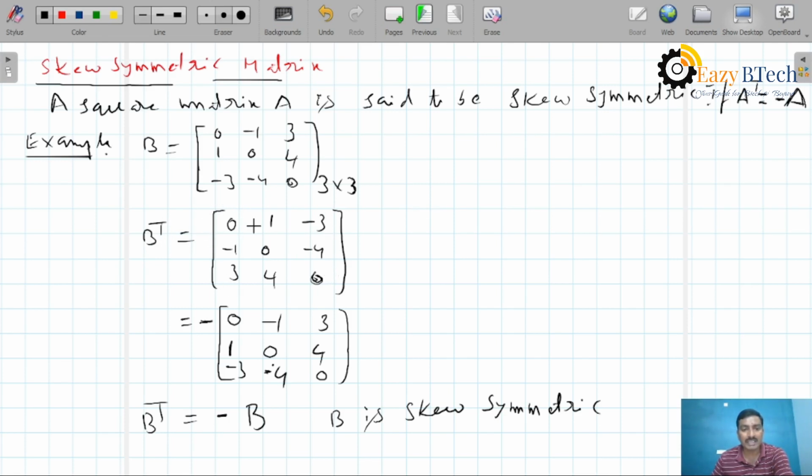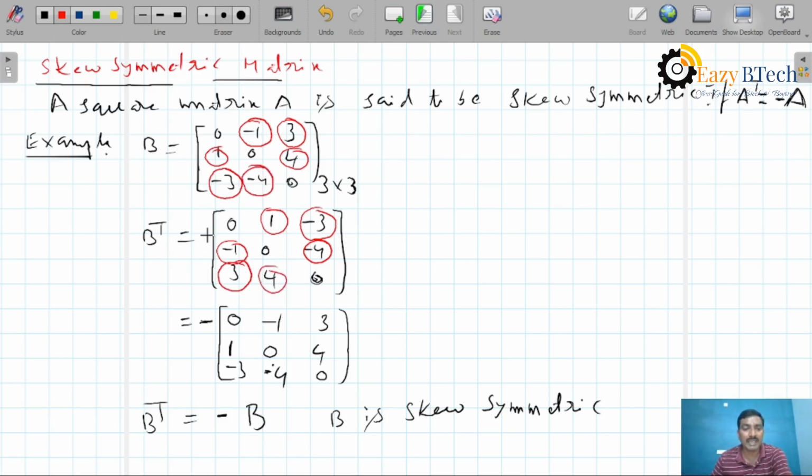If you observe each element in B and B transpose, each element contains opposite signs. Here you can see this is -1 but this is +1. Similarly this is +3, this is -3. So this is 1, this is -1. This is 0, 0. So this is 4, this is -4. So similarly if you observe, all the elements are in opposite signs in B and B transpose.